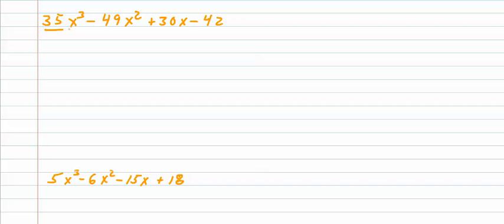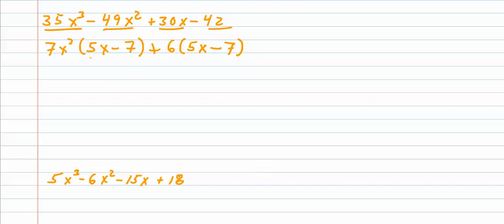Greatest common factor is 7x squared. 7 times 5 is 35. X minus 7 times 7 is 49. Plus, greatest common factor is 6. 6 times 5 is 30. X, ooh, that's ugly. X minus 6 times 7 is 42. 5x minus 5x, common factor.